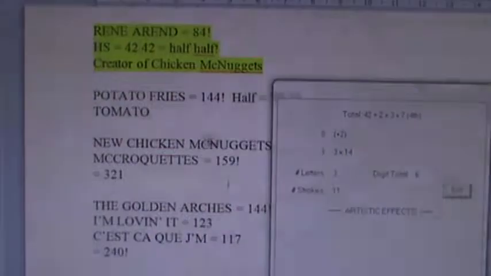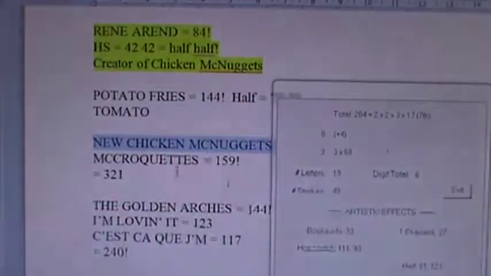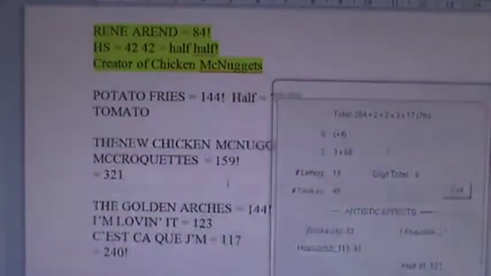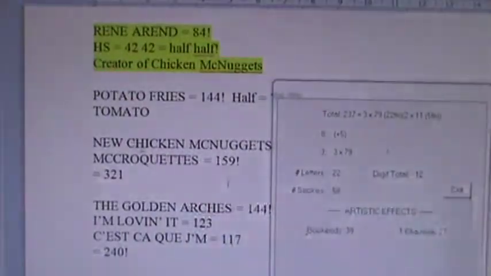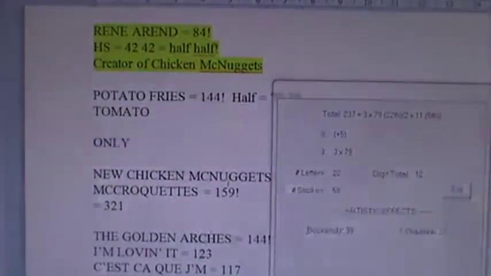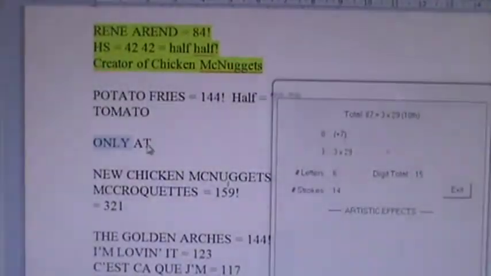11 letters and strokes glorify the number 3. So new Chicken McNuggets divides by 3. Beautiful. Lots of 3 artistic effects in there. So you can stick the word the on top, just keep building. The new Chicken McNuggets. Only at, and if you say only at McDonald's, only at divides by 3 both words. Only at, you know, equals truth in 6 letters. Okay, 3's. Okay, so we solved Chicken McNuggets.